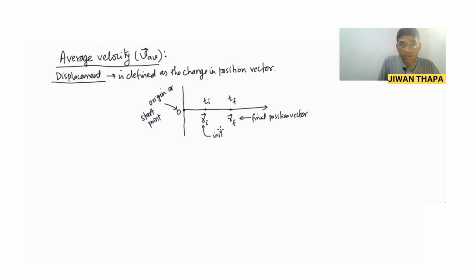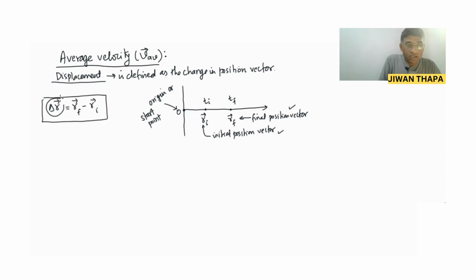and this is initial position vector. So the difference of final position vector and initial position vector, I'm writing in this way, the difference of final and initial position vector is given by delta r vector. Okay, so this quantity is called displacement. So I'm writing over here delta r vector.